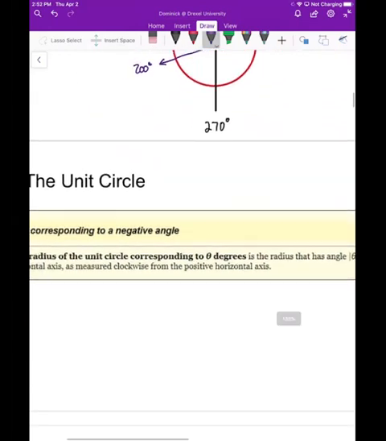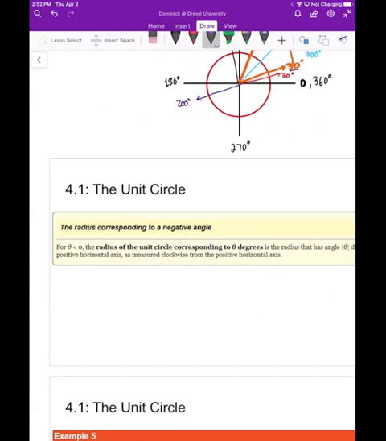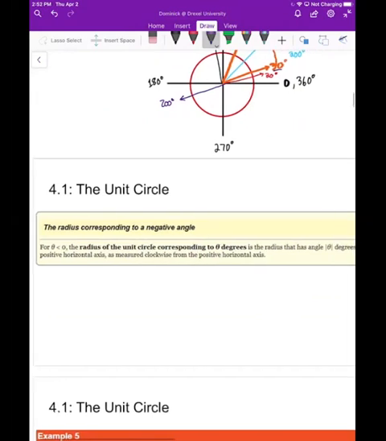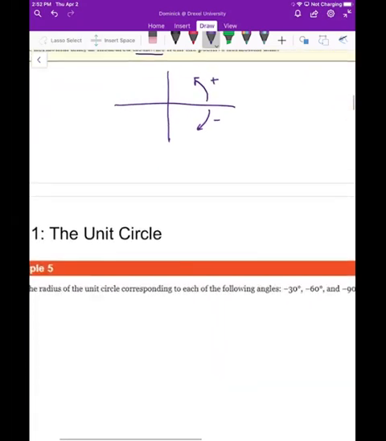Okay, now let's talk about negative angles. Now, if you want to have a negative angle, you measure them the same way that you do the positive angles, only you're now moving clockwise from that positive horizontal axis. So if you're looking at the positive horizontal axis, this way would be the direction you travel for positive angles, while you would travel this way for negative angles. All right, so let's do some examples of negative angles.